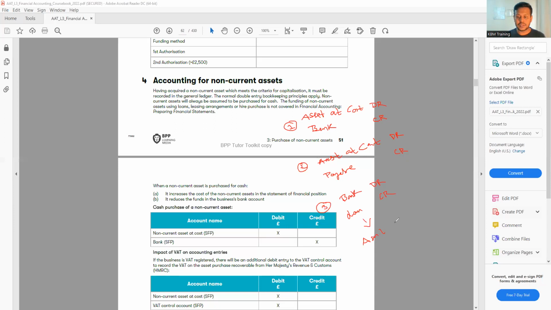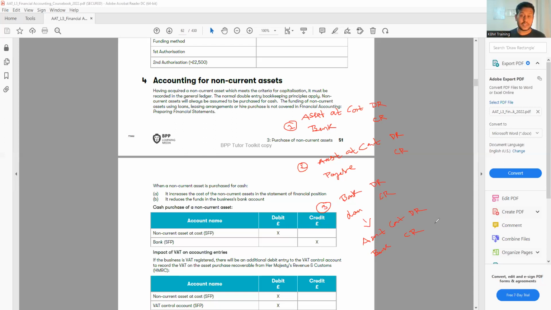Asset cost will be debit. And this time, the bank will be credit, because if I use the bank to pay the money to buy the asset. So there'll be two journals.